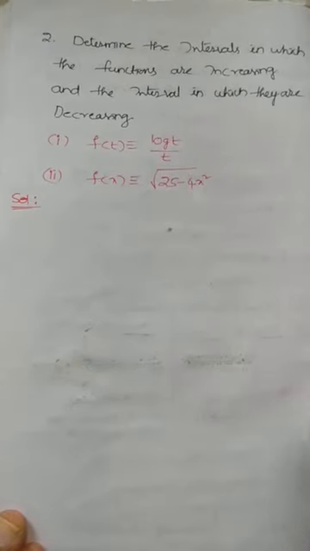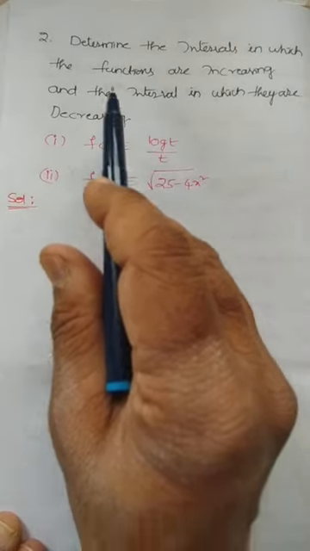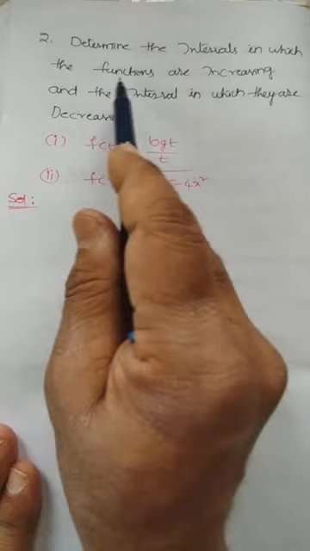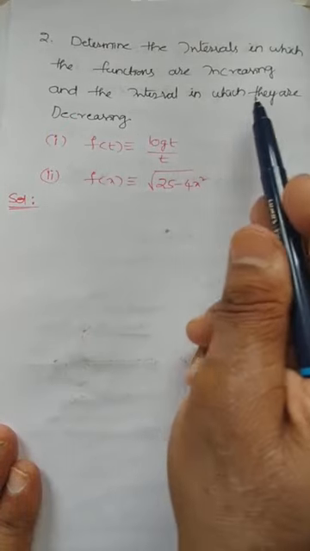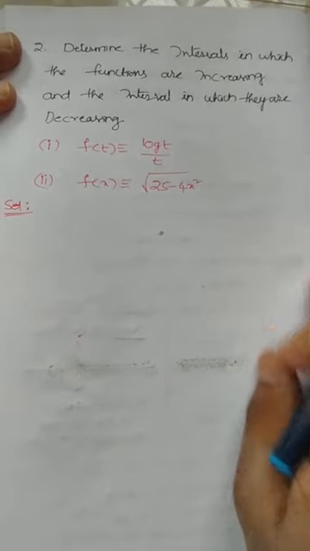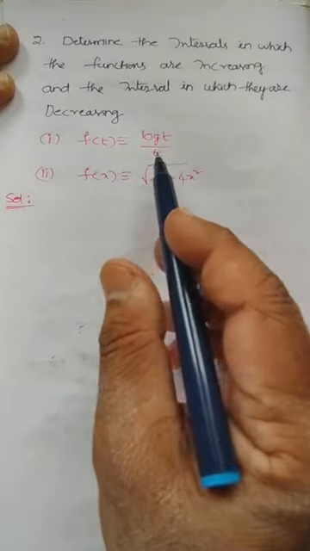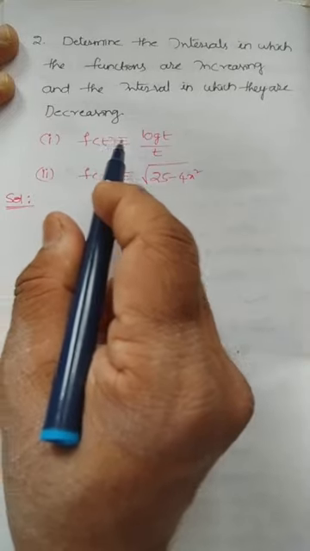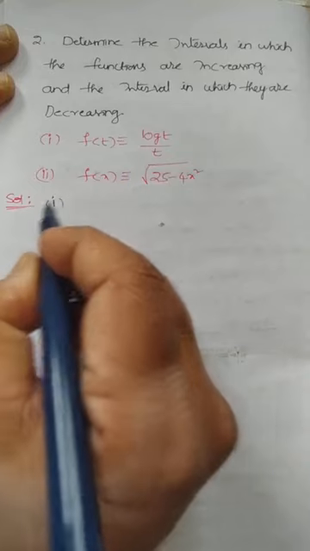Now, the second problem. In this problem, we are going to determine the intervals in which the functions are increasing and the intervals in which they are decreasing. The same thing we are going to do in these problems. So here we have different types of functions. Let us see the solution. The function is in t here for the first problem. Let us observe now. So the solution for the first problem.